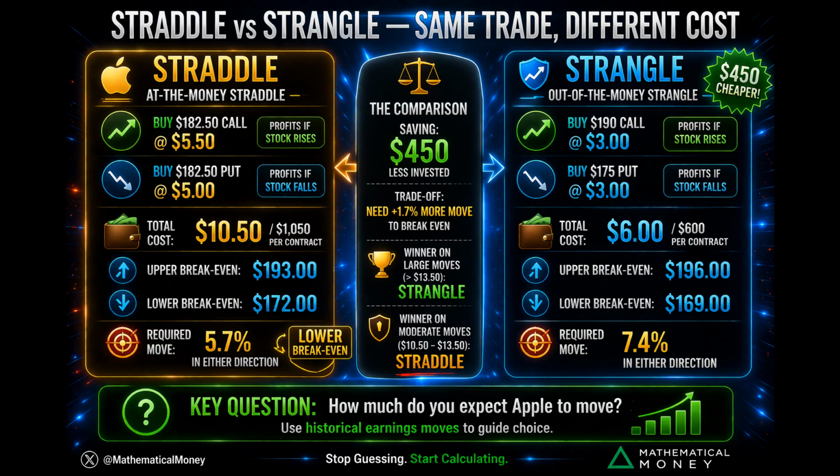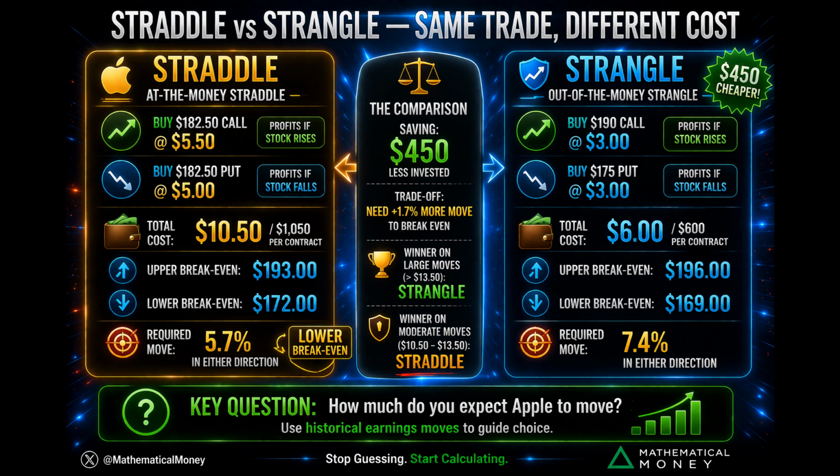The strangle on the same Apple earnings trade: instead of buying at-the-money options, you buy out-of-the-money options. Buy the $190 call at $3, buy the $175 put at $3. Total debit: $600 per contract. Significantly cheaper than the straddle's $10.50.